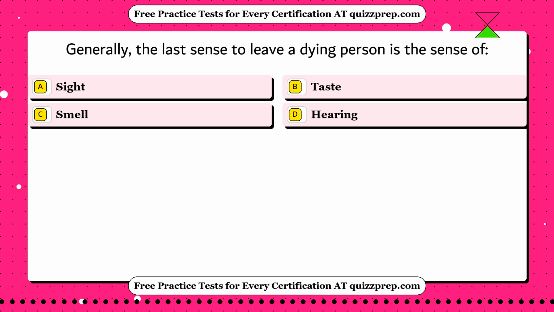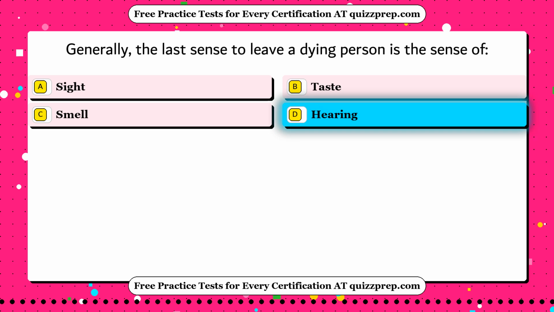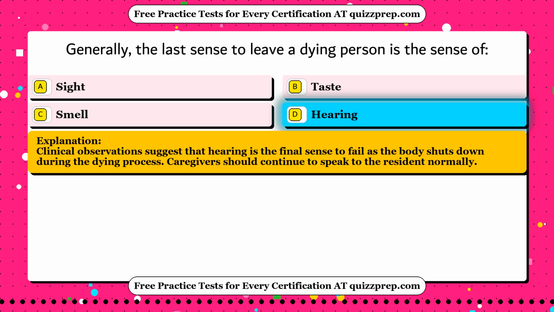Question 70. Generally, the last sense to leave a dying person is the sense of: Option A, sight. Option B, taste. Option C, smell. Option D, hearing. The correct answer is option D, hearing. Clinical observations suggest that hearing is the final sense to fail as the body shuts down during the dying process. Caregivers should continue to speak to the resident normally.